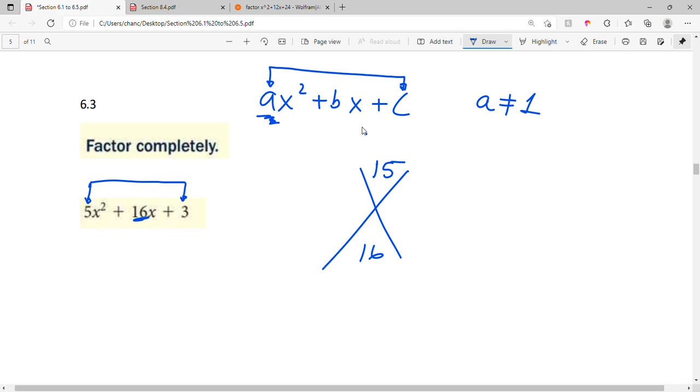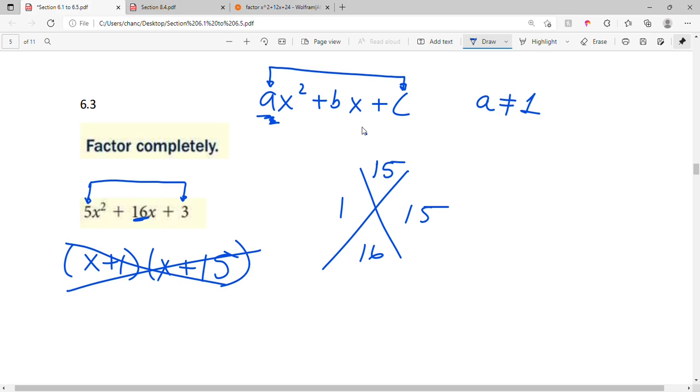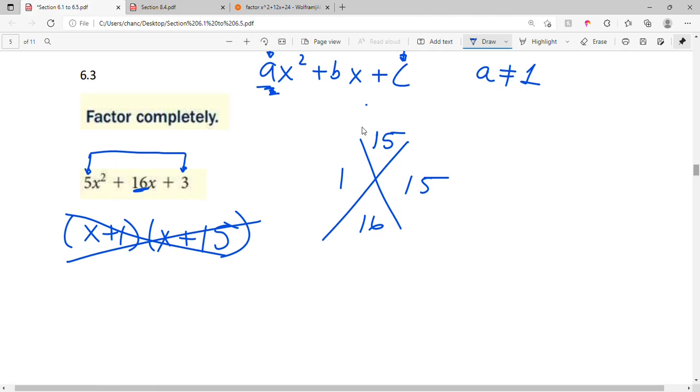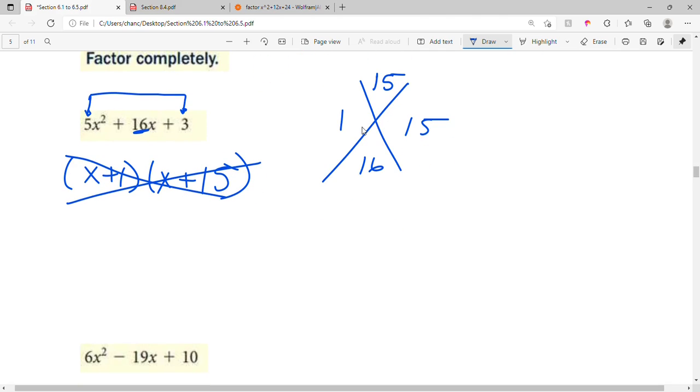What two numbers multiply to get 15 but add up to get 16? Well, that's 1 and 15. Now you don't write it as x plus 1 and x plus 15. Do not do that. That's wrong. That only works if the leading coefficient is a 1. Since the leading coefficient is not a 1, instead we have to split the middle.